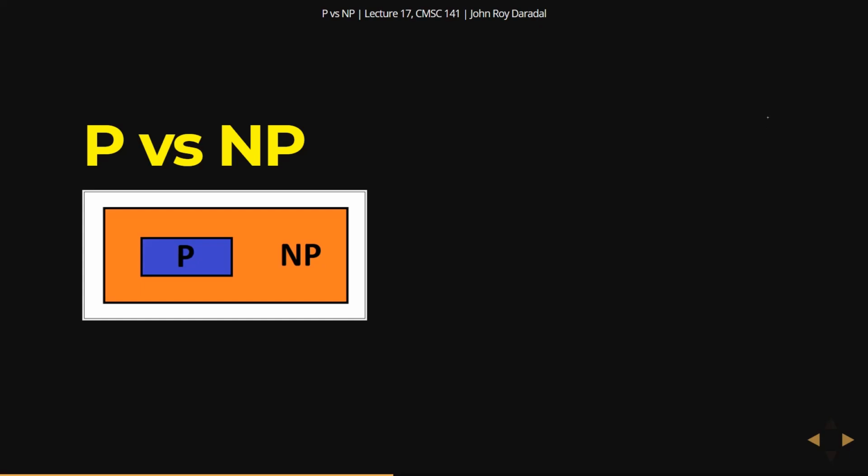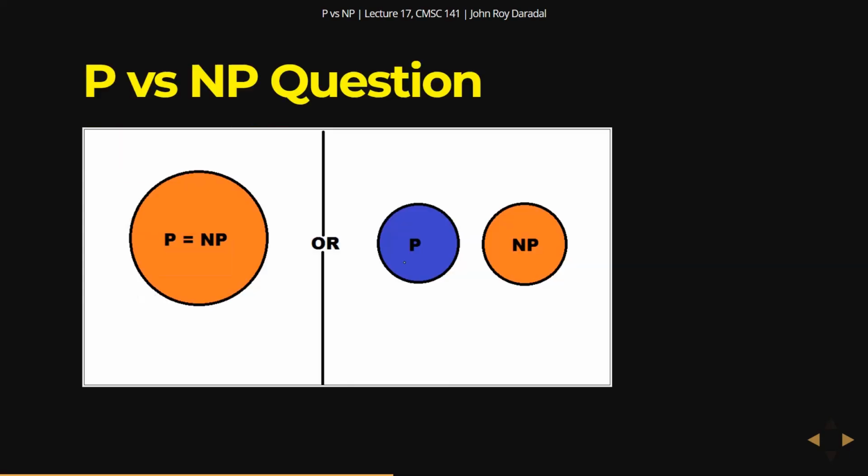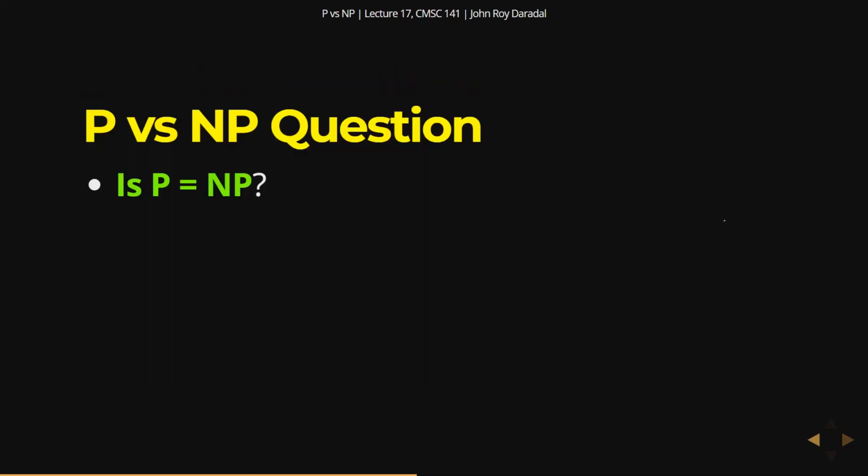So we illustrated P as being inside NP, but the question really is, are the two sets equal? Is P equal to NP, or is P not equal to NP, meaning they are two different sets altogether? That is the open question right now. P is equal to NP, or P is not equal to NP?